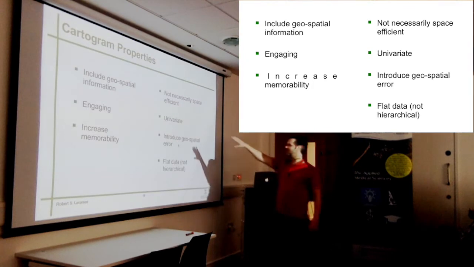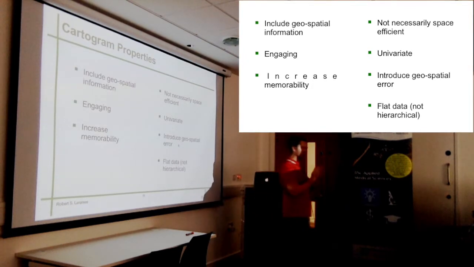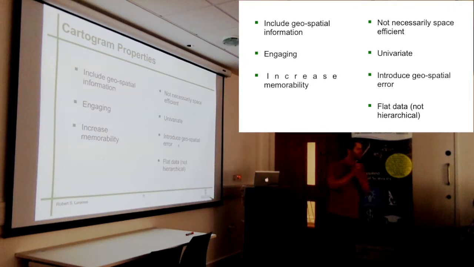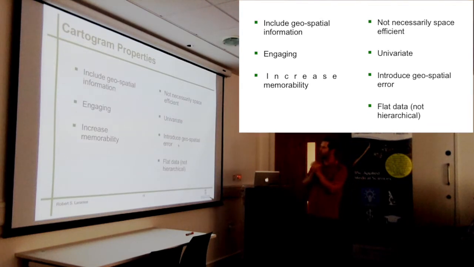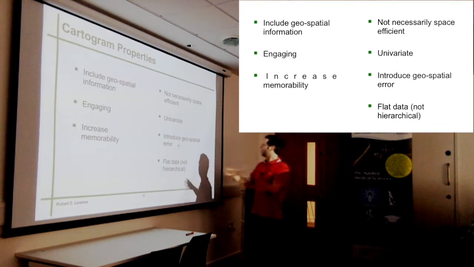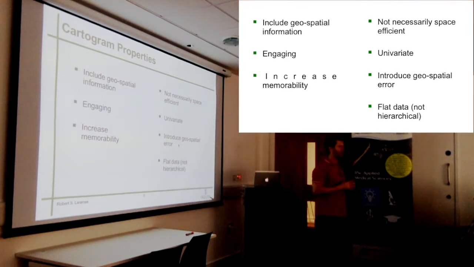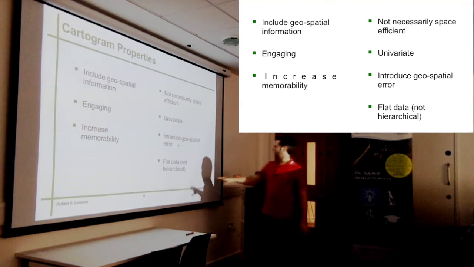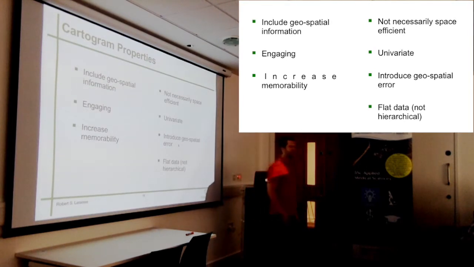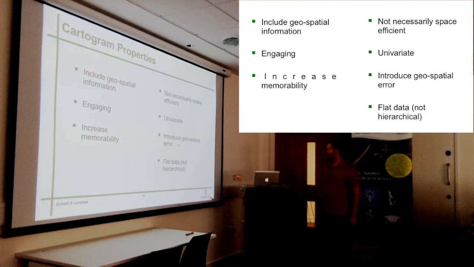Right? They're usually univariate, so they usually map to one variable, which is very useful, but maybe it could be better. There's, of course, geospatial error, so they rely on distorting the map. And they're generally not hierarchical. Right? That's the standard cartogram.